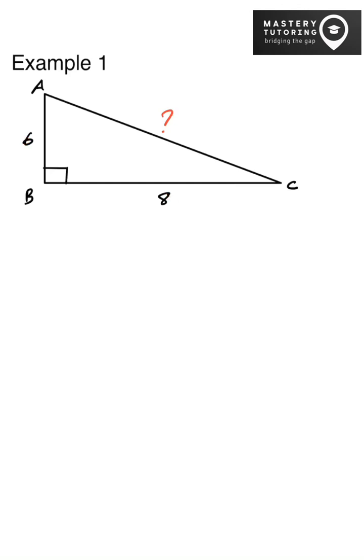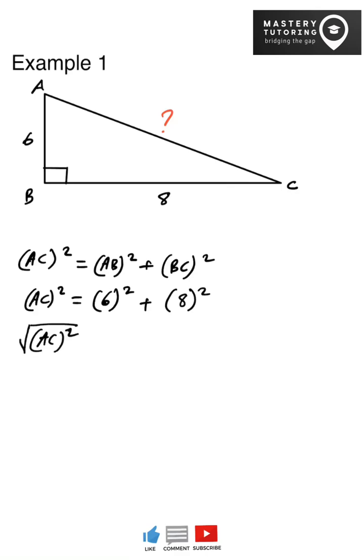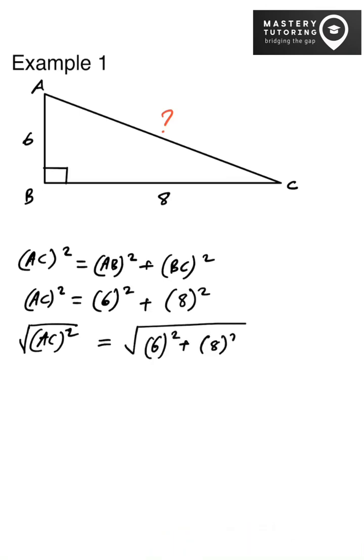Now let us go ahead and apply the Pythagoras theorem. We're looking for side AC. AC squared is equal to AB squared plus BC squared. Now let us substitute our values here. AB is given as 6, so we say 6 squared plus, and BC is given as 8, so this is going to be 8 squared. For AC squared, we put on the square root sign on both sides. AC is going to be 10 units.